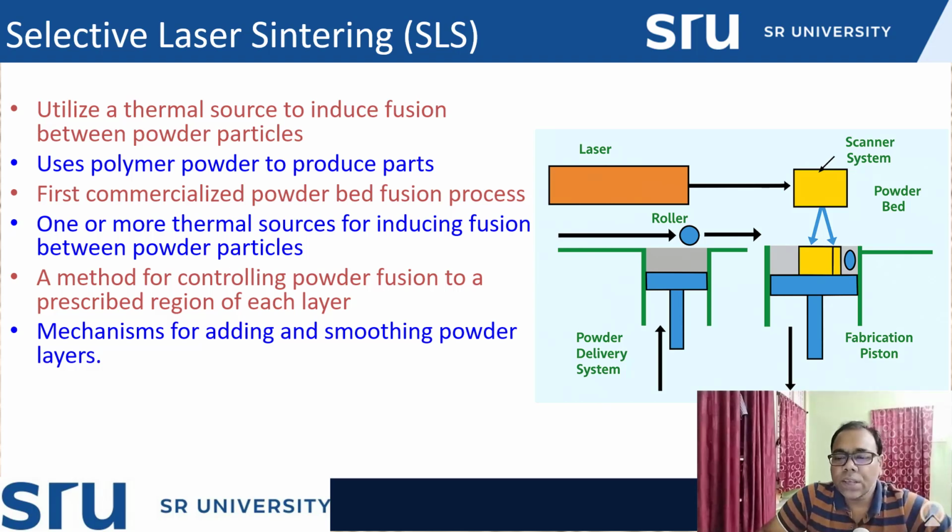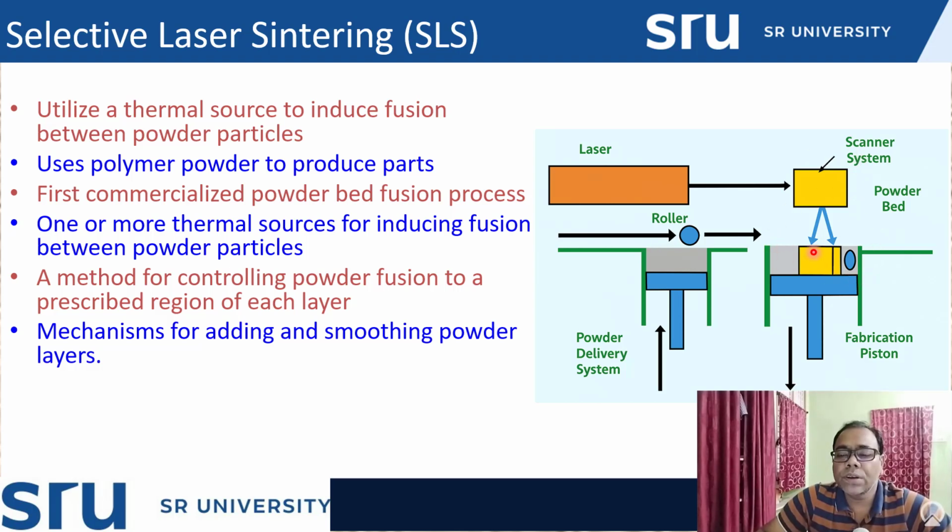So this is the setup diagram for the SLS process. In this diagram one can see that this is the powder delivery system. In this system, whatever powder material we have used will be stored here, and the required quantity of powder for each layer will come out, and this roller will take that quantity from this delivery system to the next place where the printing, or fabrication of the part, will take place.